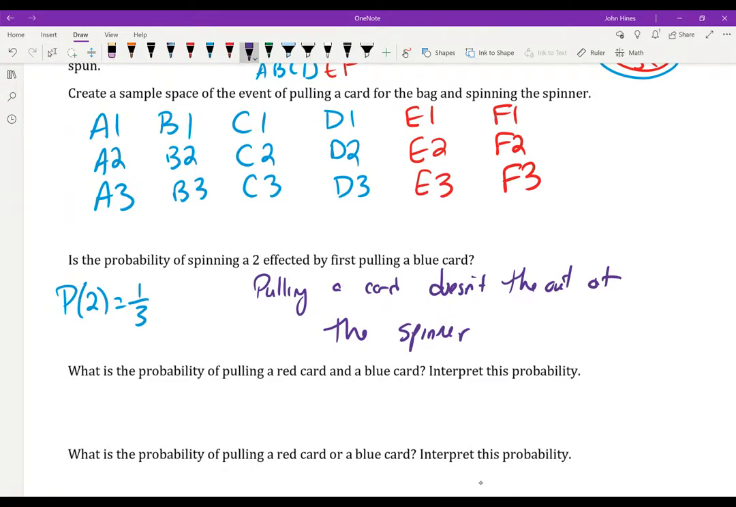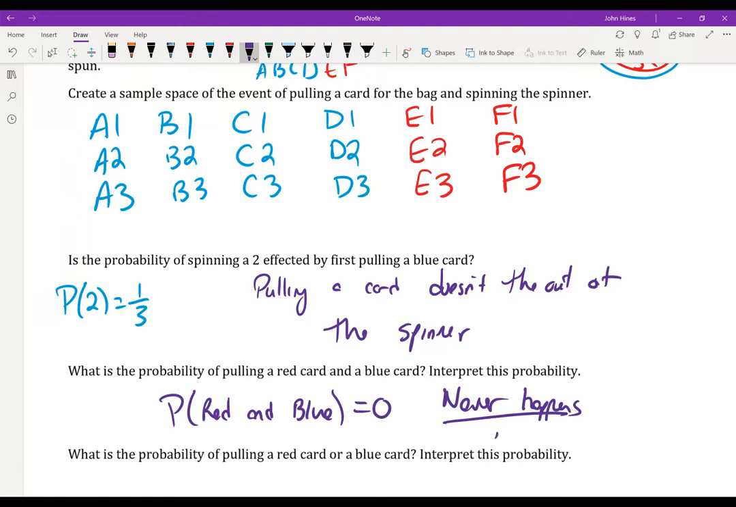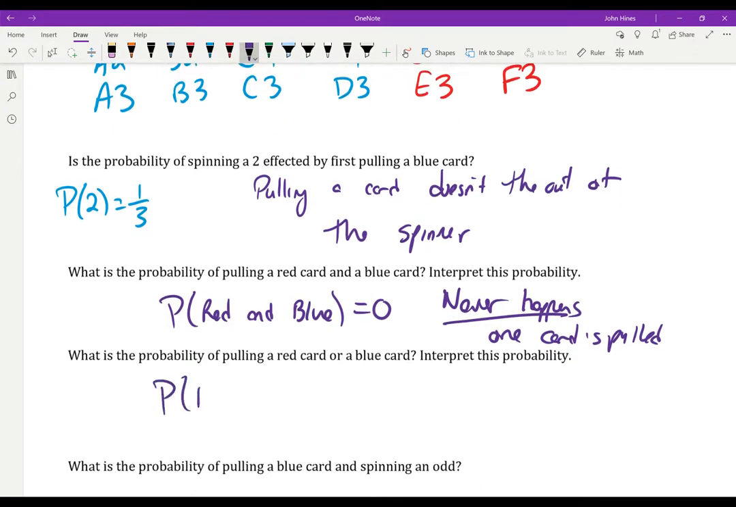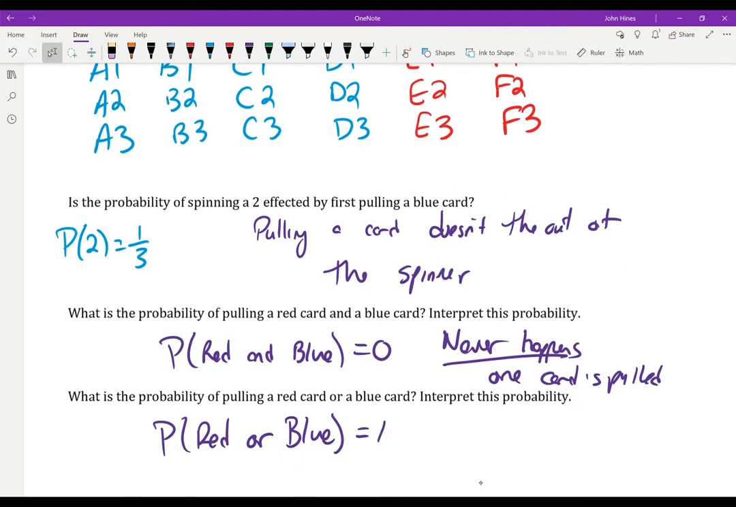What's the probability of pulling a red card and a blue card? Well, if I reach in and pick a card, can I ever pull both? The probability of red and blue, I like that I'm using purple here, is 0. It never happens. You only pick one card. One card is pulled. What's the probability of pulling a red card or a blue card? So I'm just changing one word here from and to or. What's the probability of me getting a red or a blue card when I do this? Well, it's 100%. It always happens. This event always occurs. I will always get a red or a blue card.